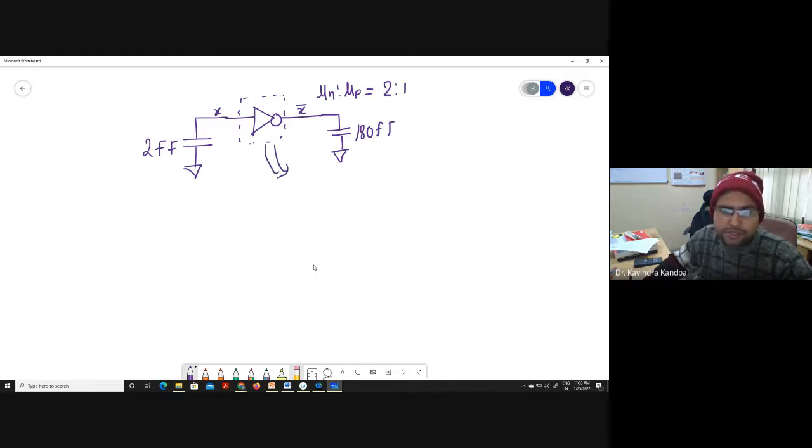How many inverters can you put here? Because you know that if you have one inverter and another inverter, then this is x bar, then again it happens to be x. And again, if you put one more inverter, it is again x bar. So the logic function is not changing. So the question was, is it good to have only one inverter, or 2 inverters, or 3, or 4, or 5 inverters?